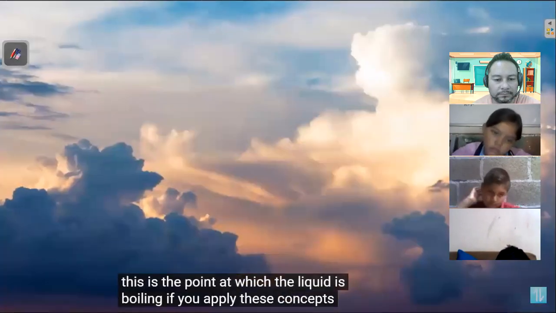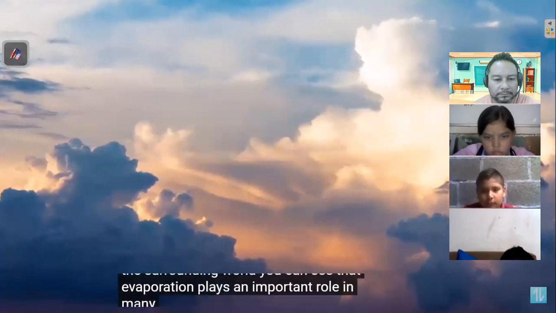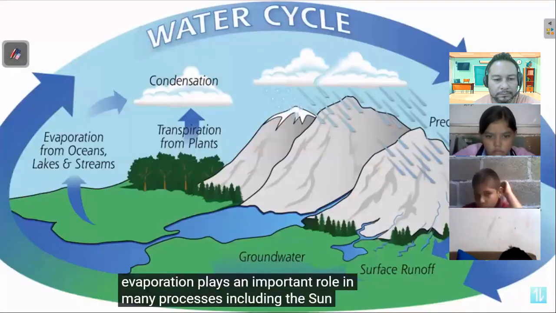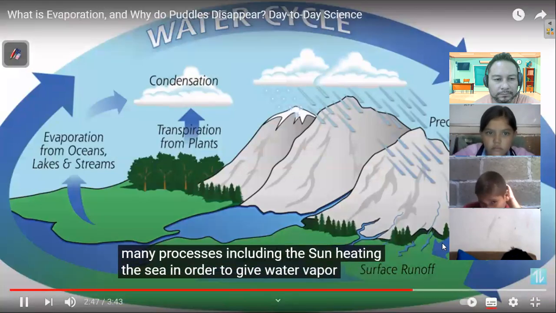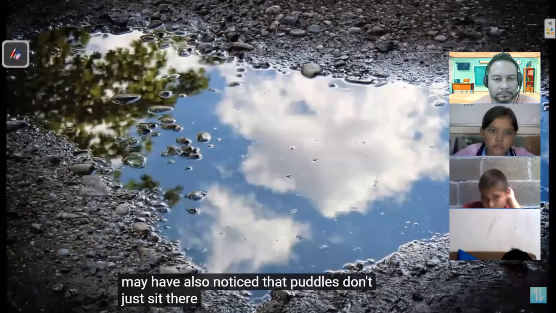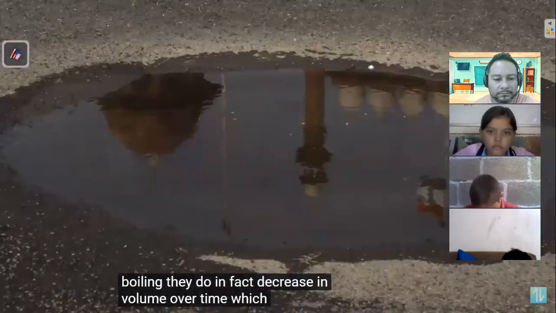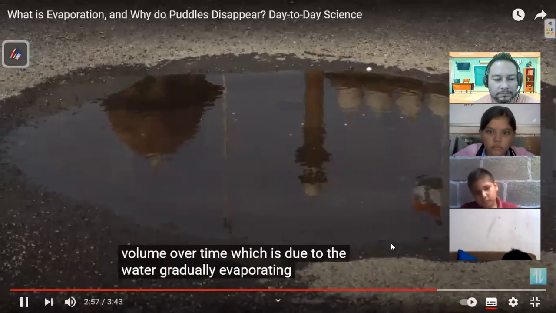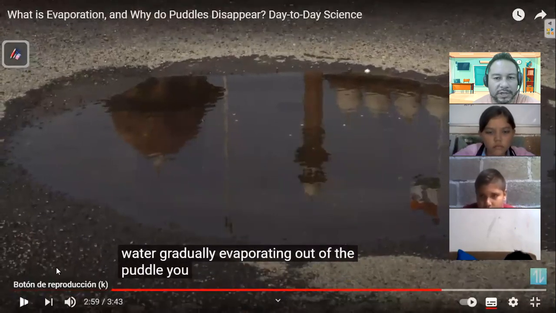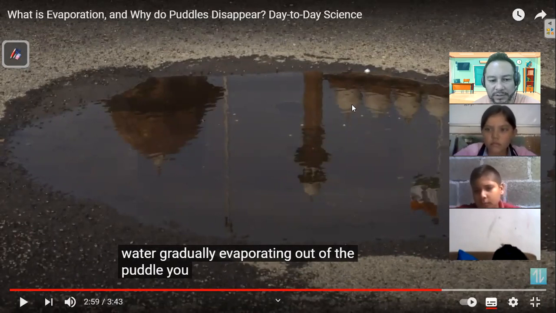If you apply these concepts to the surrounding world, you can see that evaporation plays an important role in many processes, including the sun heating the sea in order to give water vapour. You may have also noticed that puddles don't just sit there, and while they are not boiling, they do in fact decrease in volume over time, which is due to the water gradually evaporating out of the puddle. So that is what I told you, or I asked you, right? Can this little puddle evaporate?